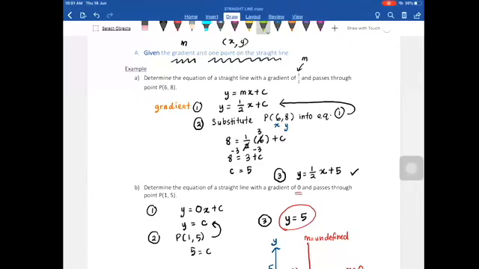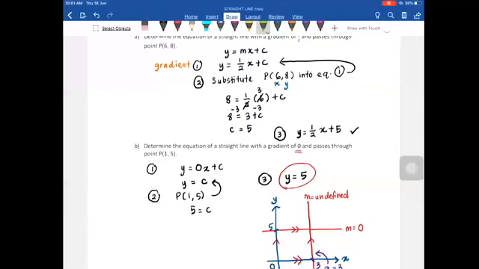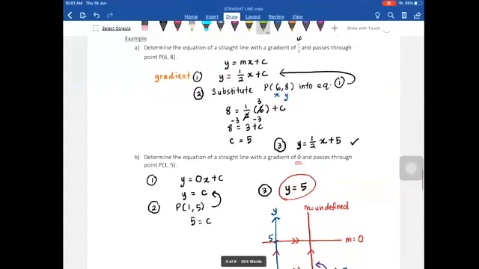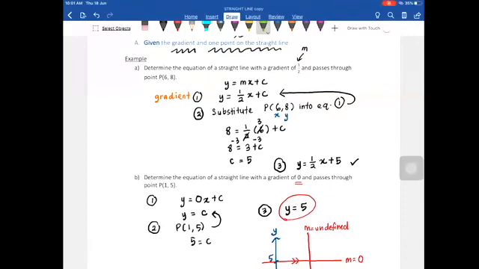So kalau kamu tengok step 2 dan 3 untuk ketiga-tiga ini adalah sama saja. Kita substitute masuk dalam equation 1. Yang membezakan dia adalah step 1. Okay, sekiranya gradient dah diberi kepada anda, jadi step 1 kita senang sahaja masuk dalam equation y equals to mx plus c.